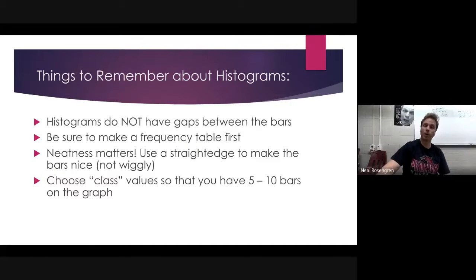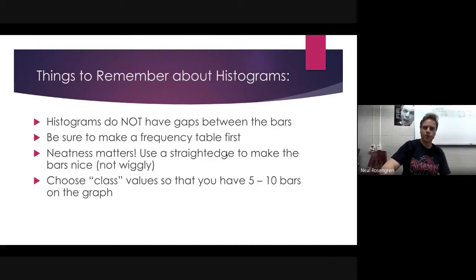No gaps between the bars. Just leave a space in that first one, so that you have space between your y-axis and the first bar that goes up and down. But make that frequency table first. We want to figure out what our classes are. What is the range of values that I want to put in each one? Do I want it to go by 5s or by 10s or by 20s or whatever it is?